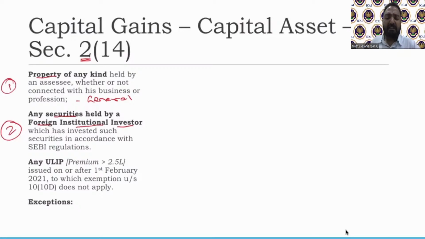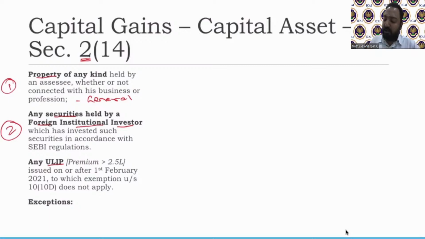Then a recent addition from last Finance Act, any ULIP. What is ULIP? Unit linked insurance policy. If the premium of such policy is more than 2.5 lakhs, which is on or after 1st February 2021, on which exemption under section 10(10D) does not apply. What is 10(10D)? It is about insurance policies.